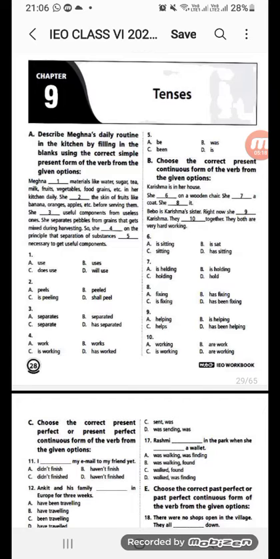Now with the pronouns he, she, and it. In the present case, we will use has. In the past case, we will use had, and in the future case, we will use will have. Now, you, we, they. With these pronouns, if we are talking about a present case, at that time we can use have. If we are talking about the past case, at that time we can use had. And if we are talking about simple future tense, at that time we can use will have.